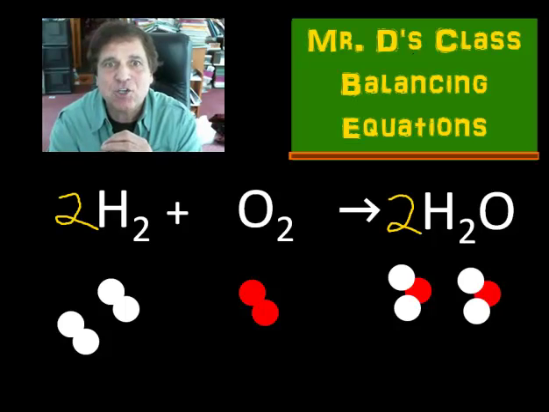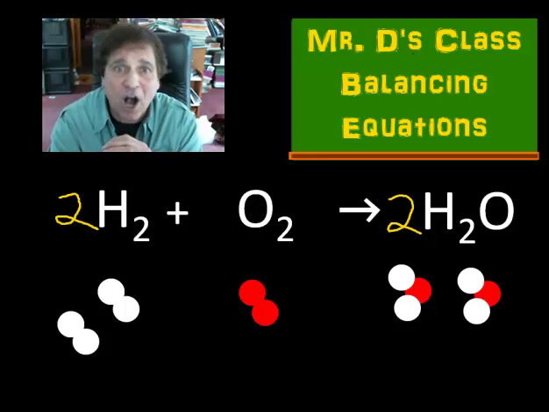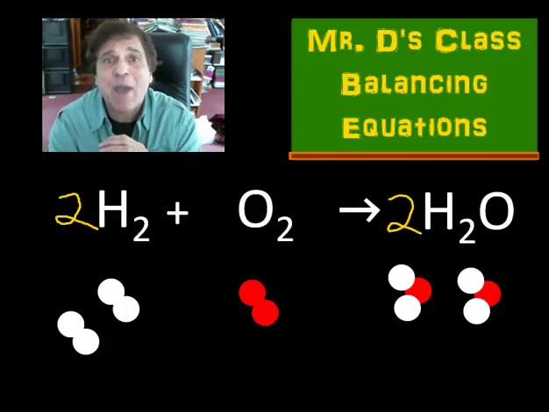On the left side of the equation, we have 4 atoms of hydrogen. On the right side of the equation, we have 4 atoms of hydrogen. On the left side of the equation, we have 2 atoms of oxygen. On the right side of the equation, we have 2 atoms of oxygen. The equation is balanced, and that's how easy it is to balance equations.